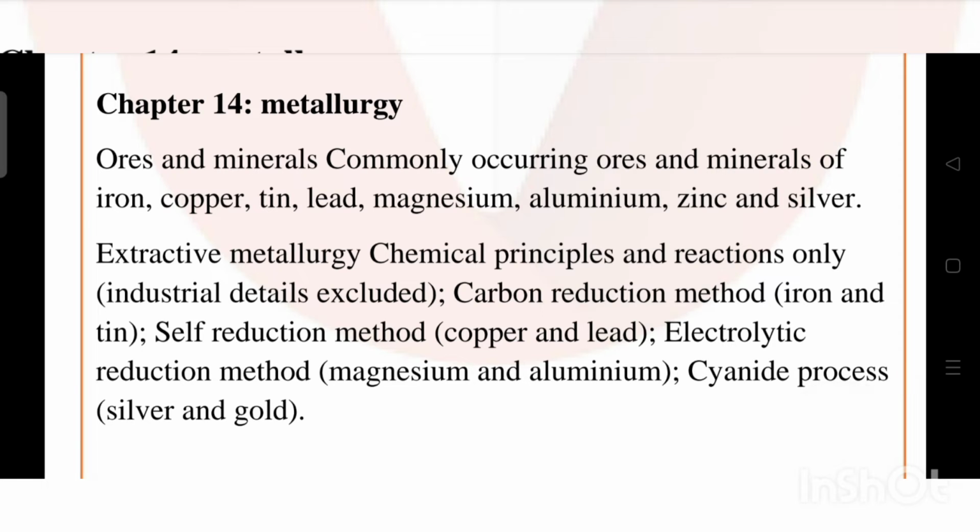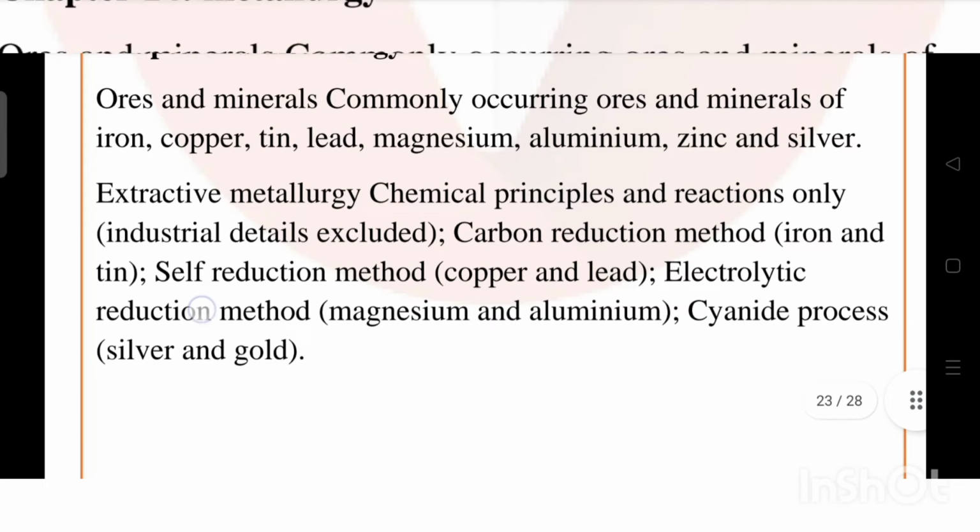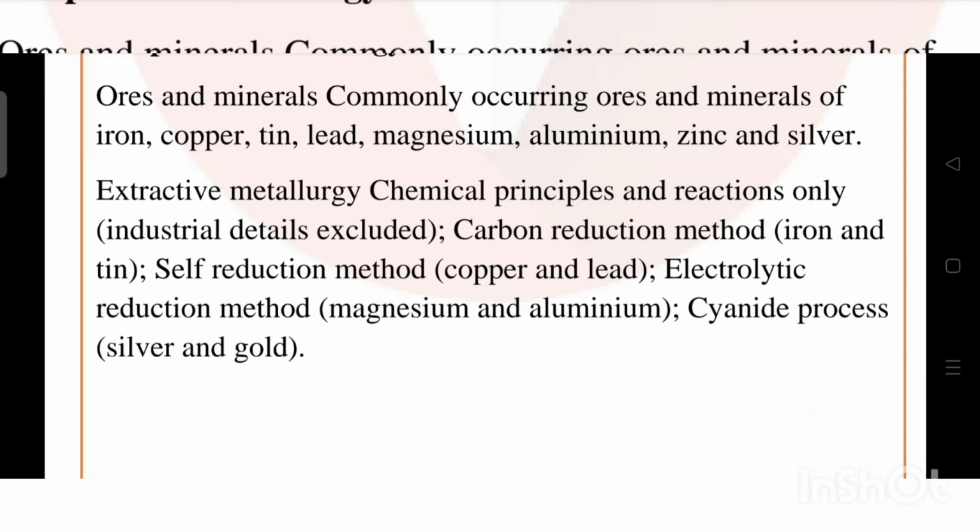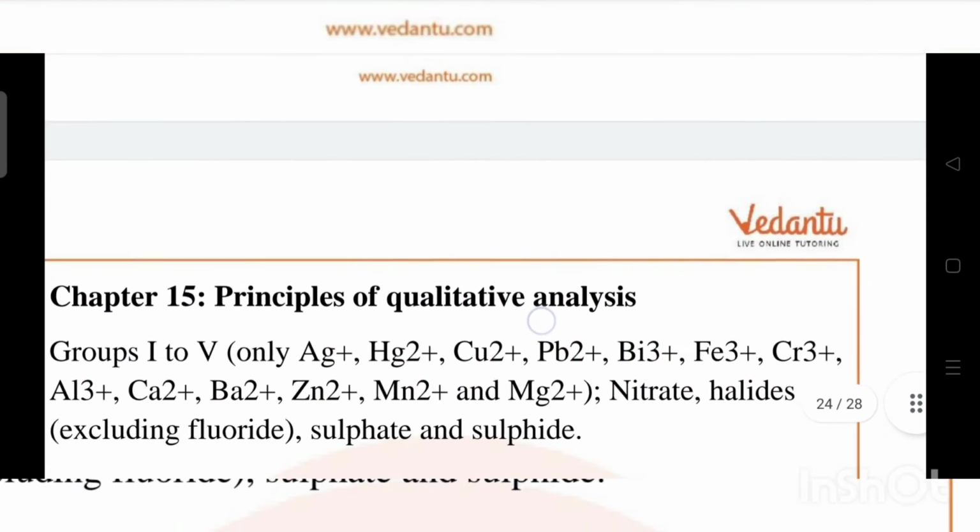It's only on the metals, ores and minerals: commonly occurring ores and minerals of iron, copper, tin, lead, magnesium, aluminum, zinc and silver. Extractive metallurgy: chemical principle and reaction only, no industrial detail. Carbon reduction method for iron and tin, self reduction method for copper and lead, electrolytic reduction method for magnesium and aluminium, cyanide process for silver and gold only.